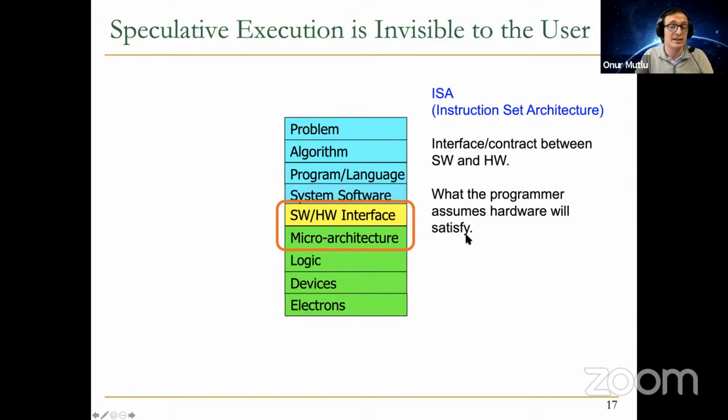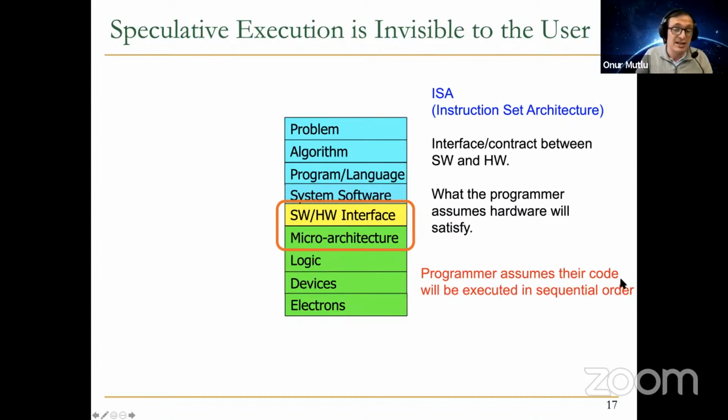The programmer assumes what the hardware will satisfy. The programmer assumes sequential execution. The programmer doesn't assume speculative execution, and doesn't know about this, essentially. Their assumption is that they've written code in sequential order, and the processor is going to execute code in sequential order.